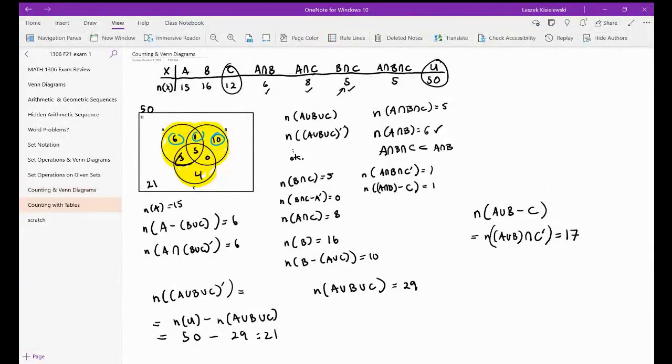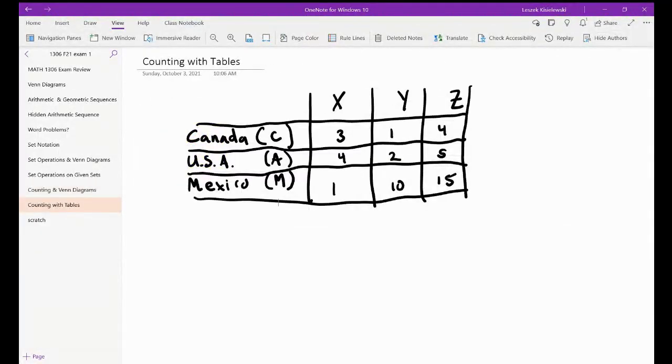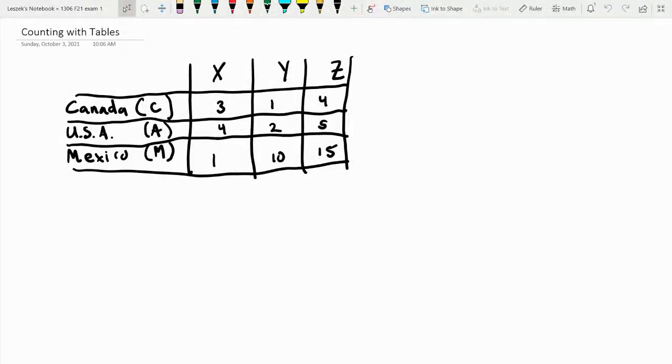So then we can also count with tables, and I was kind of imagining a survey, not very creative. So I'm thinking about North America, and then three countries: Canada, USA, and Mexico. And then let's say we surveyed some people from these three countries, and we asked them their favorite flavor of letter X, Y, or Z. And these are the survey results.